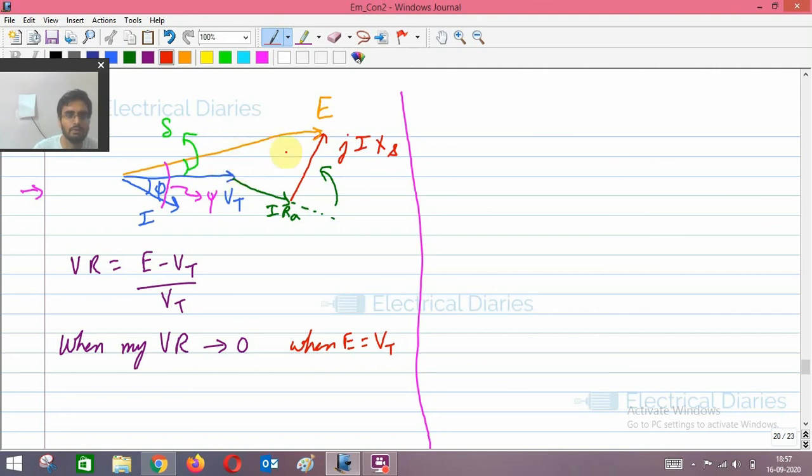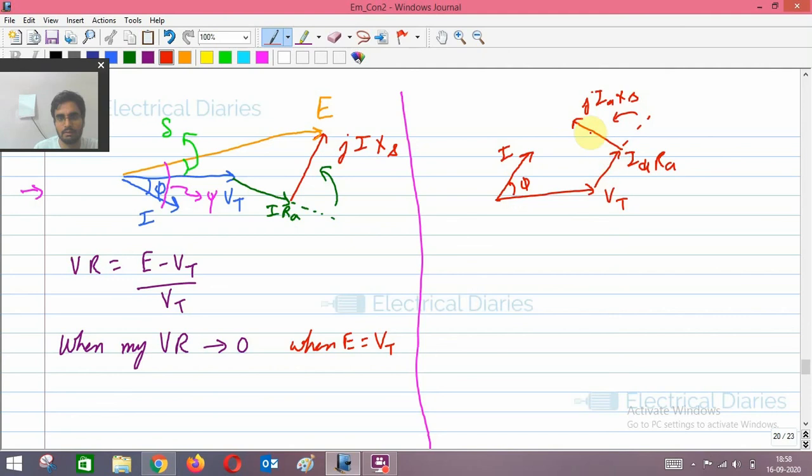See how? I'm drawing a phasor diagram again. This was your Vt. If you have a lagging load, I will be leading. This will be your phi. I have told you IaRa is in phase with this, so IaRa will be this. And jIaXs, I have told you, you have to move anti-clockwise, so you will move anti-clockwise this way. This will be your jIaXs, and Vt plus this will be your E.